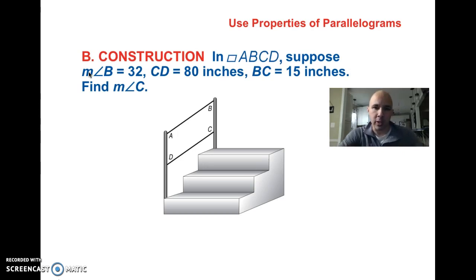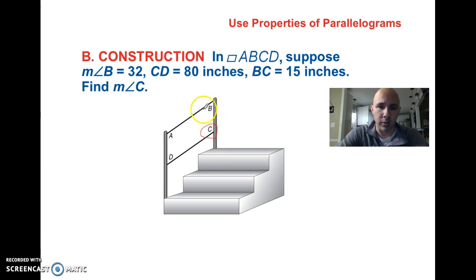Same situation. We have a parallelogram A, B, C, and D. Suppose that angle B is 32 degrees, and let's say that CD is 80 inches, BC is 15. We want to find out what angle C is.